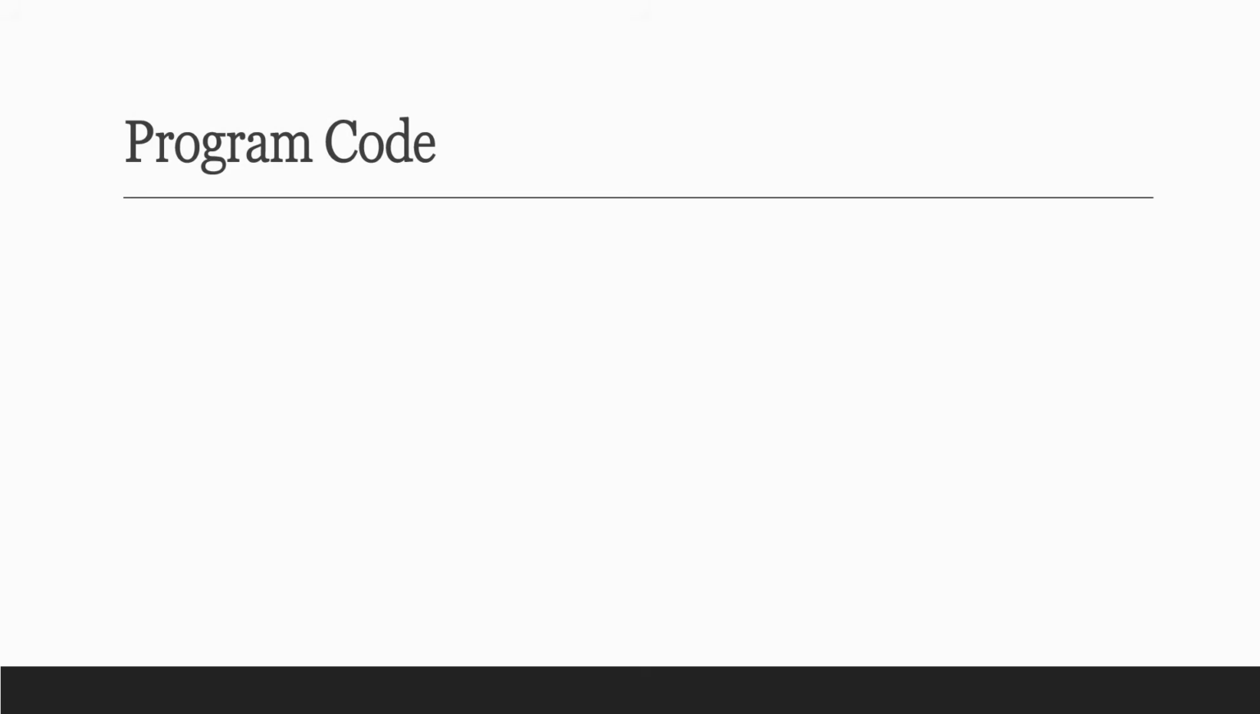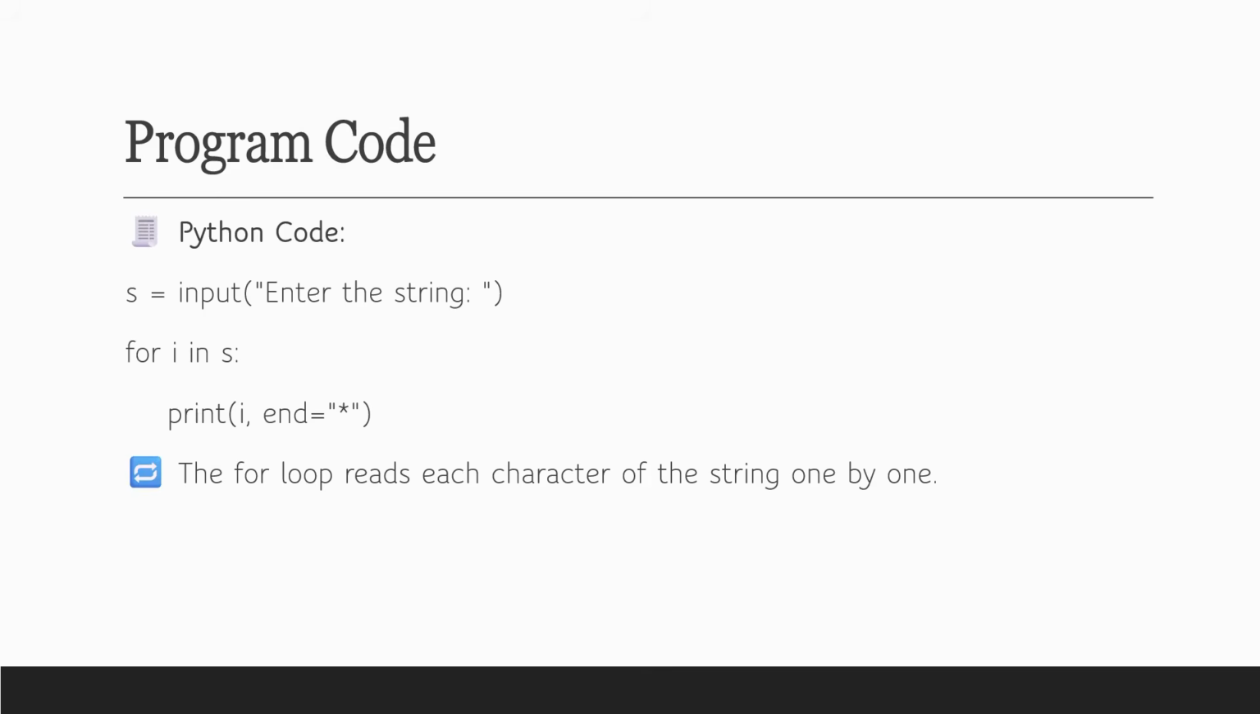Program code. Let us understand the program line by line. First, the input function is used to take a string from the user. This string is stored in the variable named s. Next, we use a for loop to traverse the string. In each iteration of the loop, one character of the string is stored in the variable i. The print statement then displays the character.